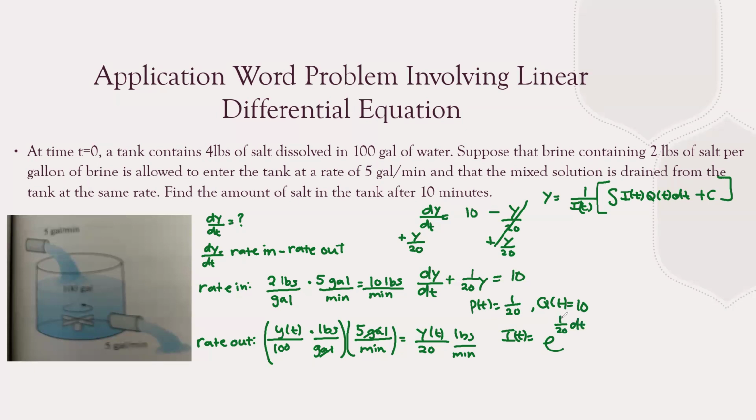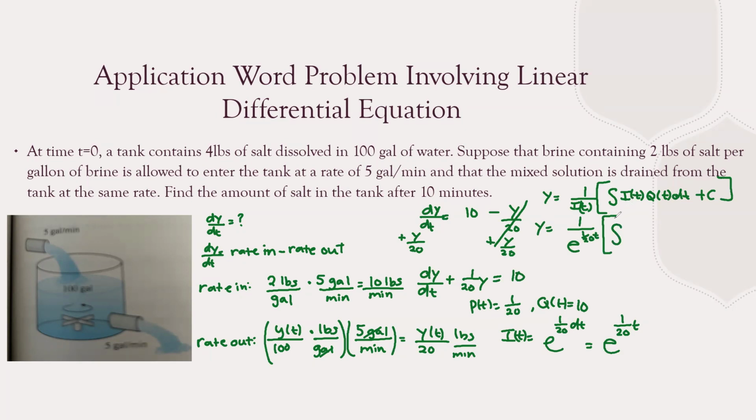So what is the integration of 1 over 20? It's just 1 over 20t, right? So the I of t is going to be e to the 1 over 20t. Okay, so y equals 1 over I of t, which is e to the 1 over 20t, and then it's the integration of I of t. What is I of t?